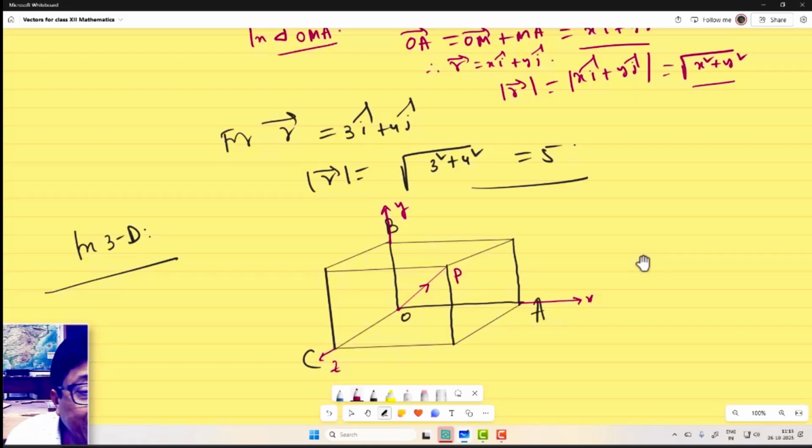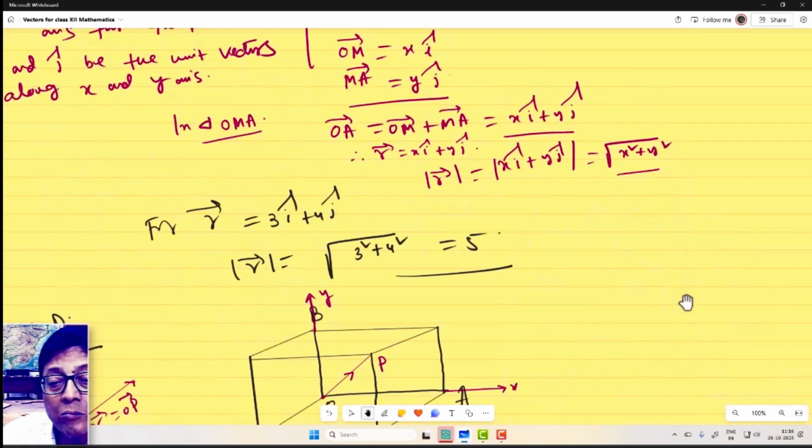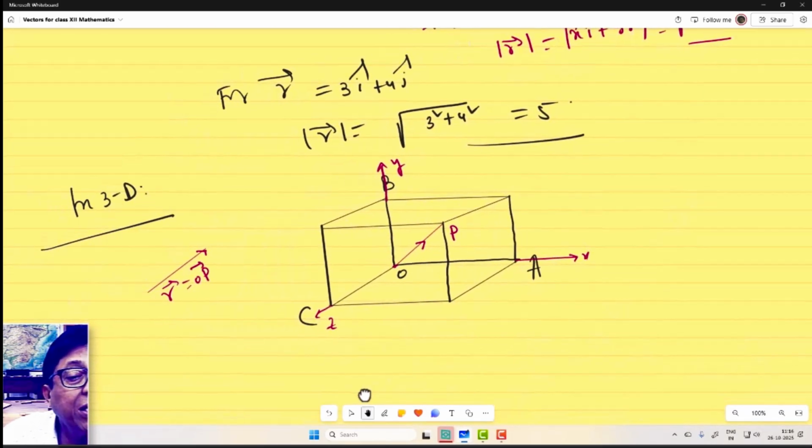Better to say, let r equal to OP be the given vector. Then, like the representation in 2D, what have you done? You have drawn coordinate axes through the tail of the vector, and then completed the diagram. Clear? Hope you have understood. You draw the axes first if you are confused.